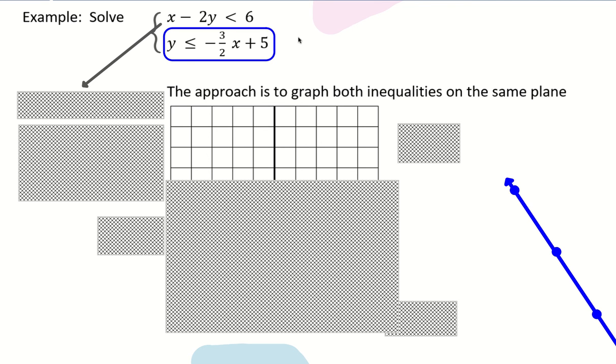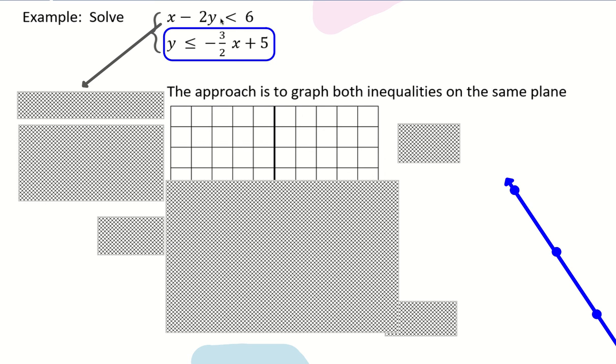So this blue one, y is less than or equal to negative 3/2 x plus 5, is good to go. Remember, to graph this, I'm just going to graph it as a line. But that line might end up being dashed, and you also have to shade above or below. But as far as graphing the line, this is already in mx plus b form, so I have this line ready to go.